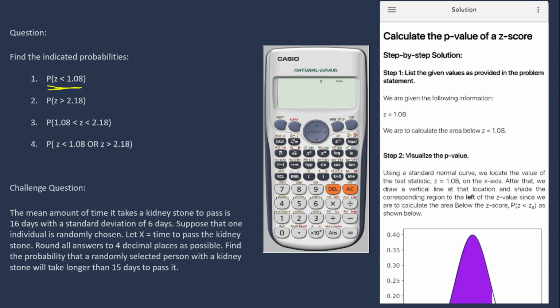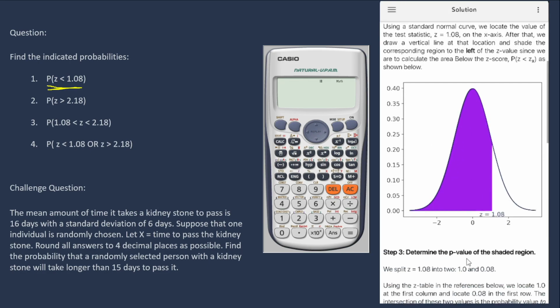So step 2, we try to visualize the required area by shading the corresponding region of the normal curve. Okay, so here it is. So the mean of a standard normal curve is equal to 0, and it is located along the middle of the curve. So since our z value is 1.08, it is expected that it is to the right of this mean. And to the left of that, the shaded region, this purple section over here, is actually our p-value that we are tasked to calculate.